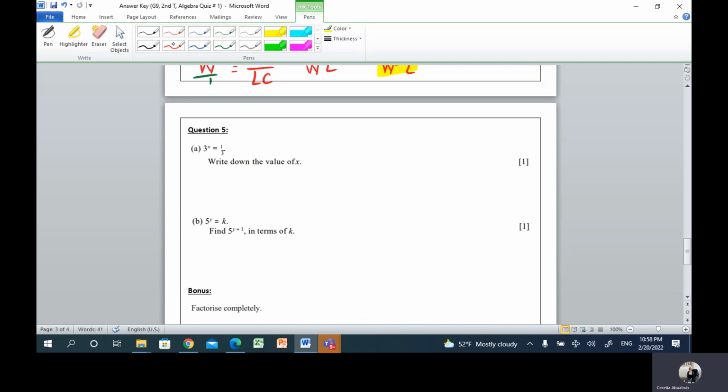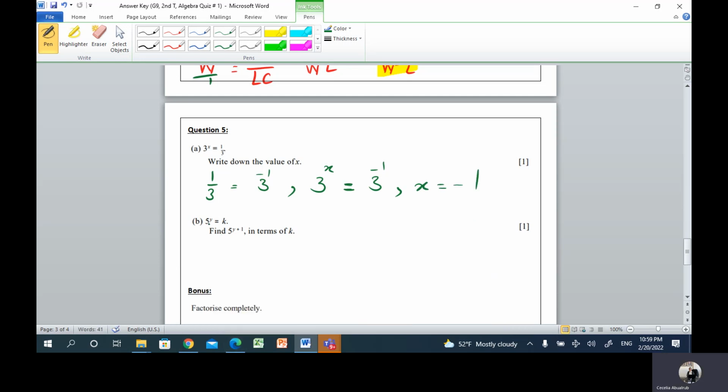Let's go to this. Here they're telling you that 3 to the power of x is equal to 1 over 3. Let's rewrite 1 over 3. Isn't it equal to 3 to the power of negative 1? Accordingly, 3 to the power of x is equal to 3 to the power of negative 1. Same base, so the powers are equal, so x is equal to negative 1.